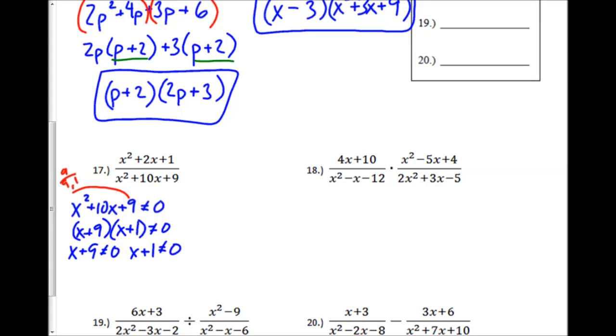And I solve each. Here I subtract the 9 from each side. That gives me x cannot equal negative 9. Here I subtract the 1 from each side. So I find out that x cannot equal negative 1.